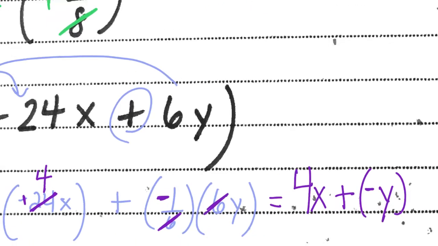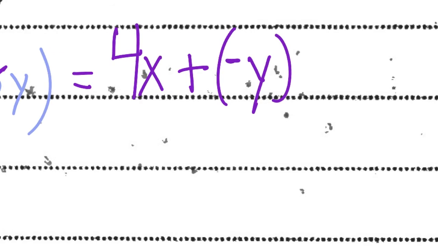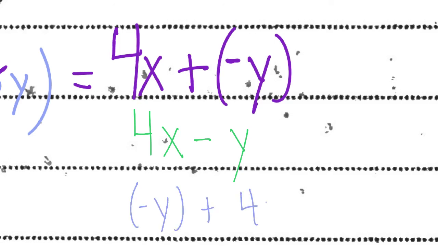What is another way that I could show this answer? 4x plus negative y. I can also show it as 4x minus y. I can also show it as negative y plus 4x. My favorite is this one, but all three are correct.